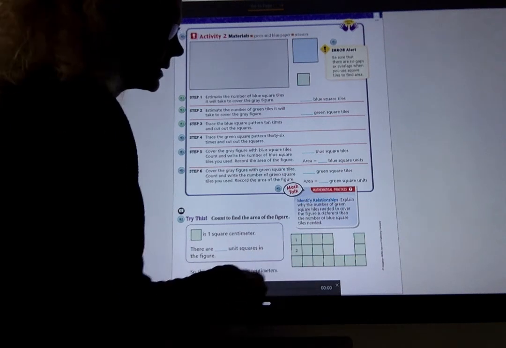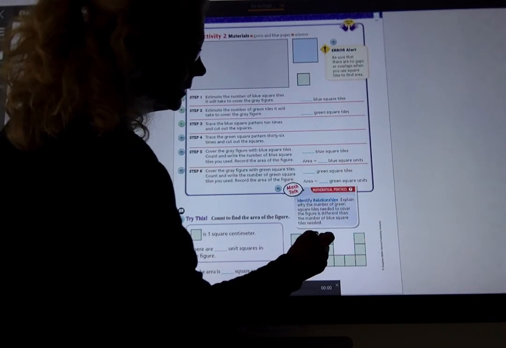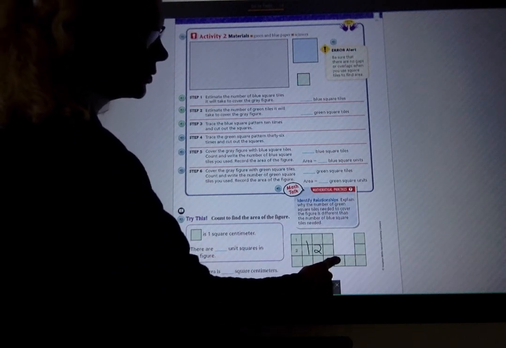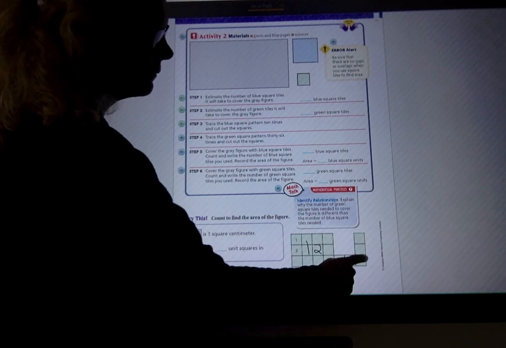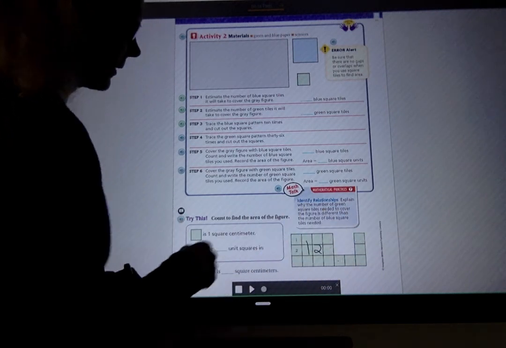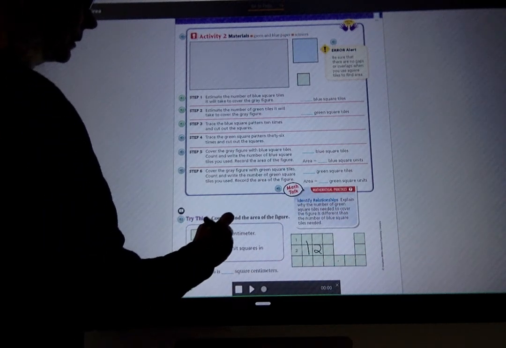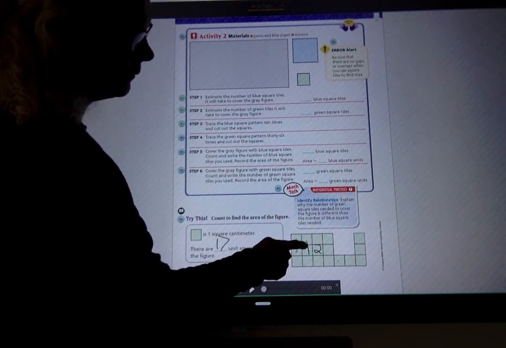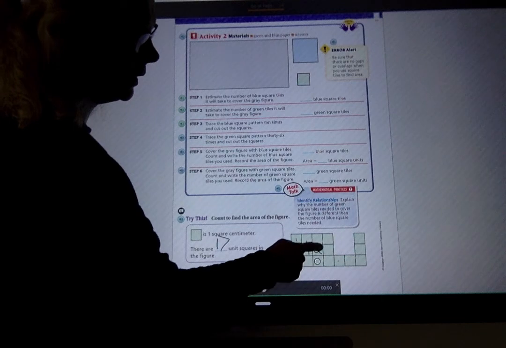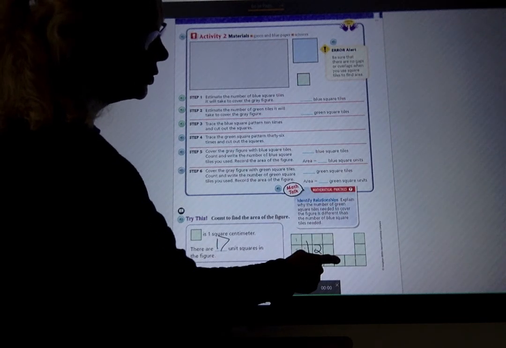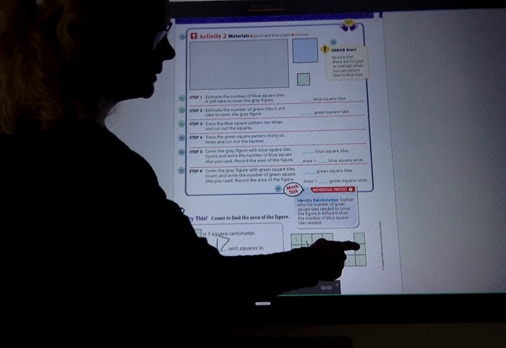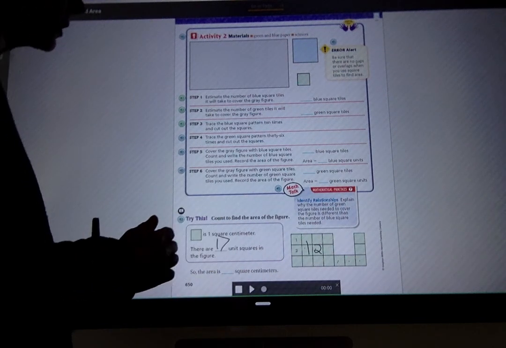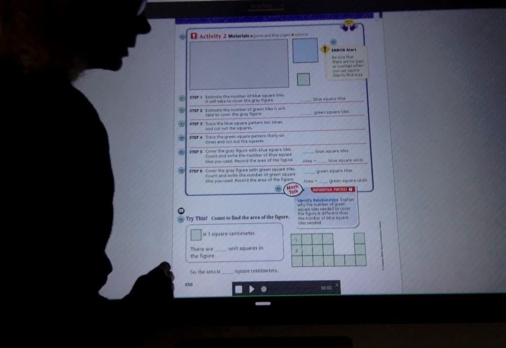you know this much is 12, and then just add on the extras, 13, 14, 15, 16, 17. Now, if you're not sure, go ahead and count them. 1, 2, 3, 4, 5, 6, 7, 8, 9, 10, 11, 12, 13, 14, 15, 16, 17. But where you can use multiplication, go ahead and do that.